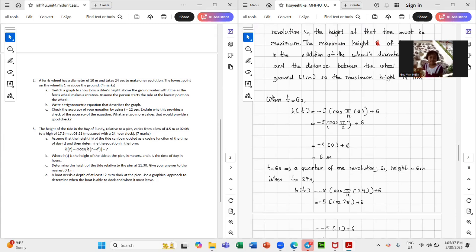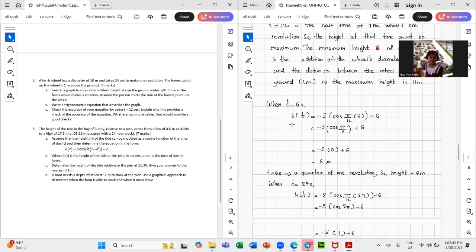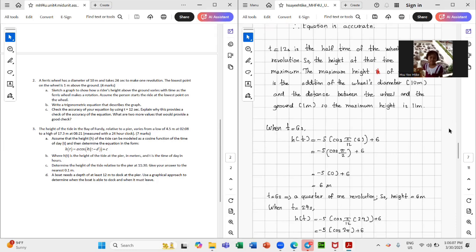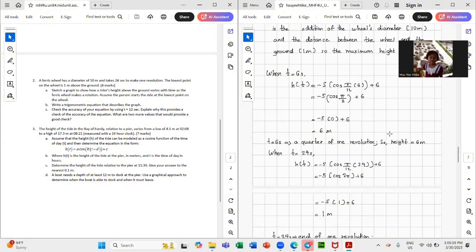For two other values, I choose t is equal to 6 and t is equal to 24. When t is equal to 6 seconds, h of t is equal to 6 meters. When t is equal to 6, it's a quarter of one revolution. So the height at that time is the addition of the radius of the Ferris wheel and the distance between the wheel and the ground, 1 meter. So the height at that time must be 6 meters. And from the equation, we also get 6 meters. So it proves that our equation is correct.